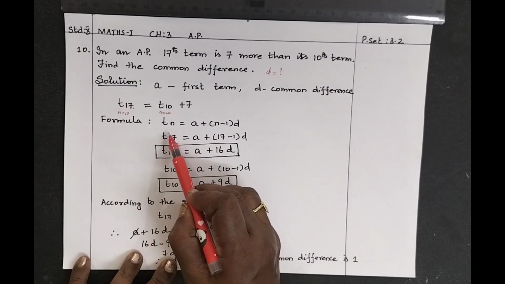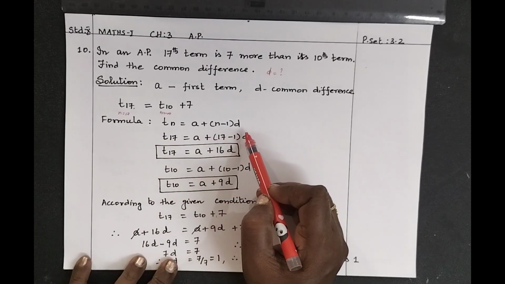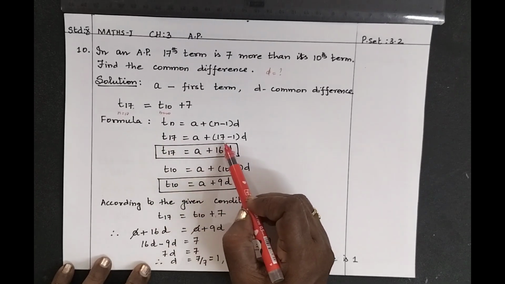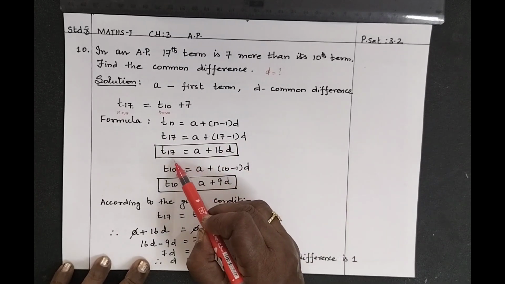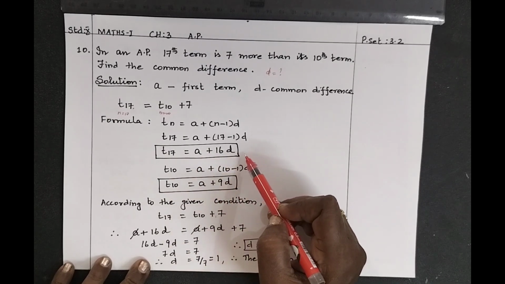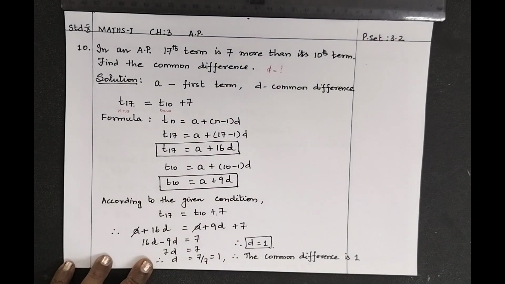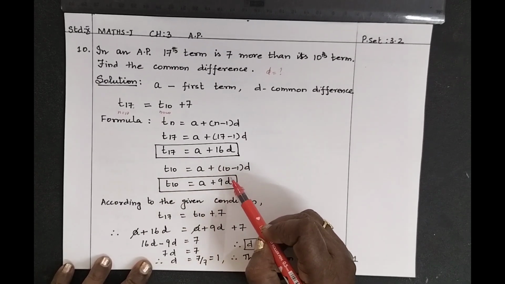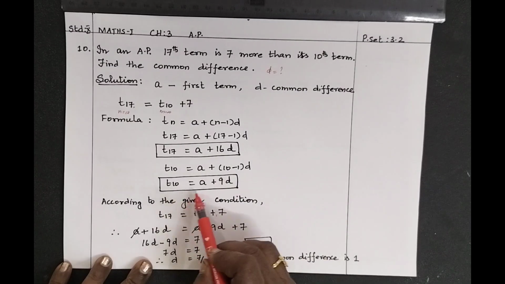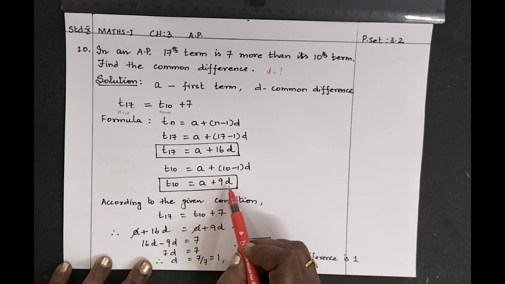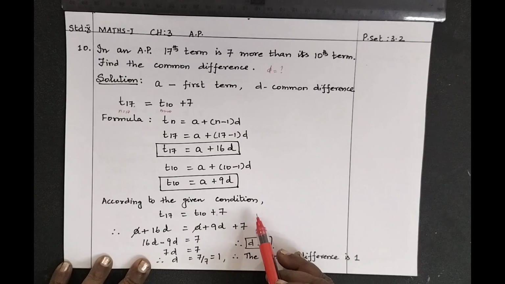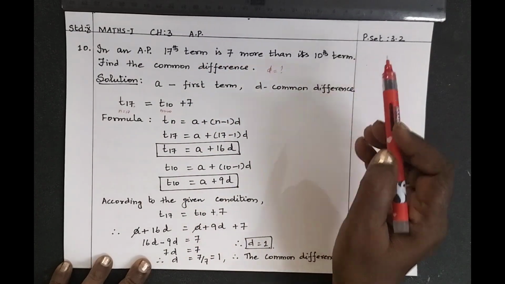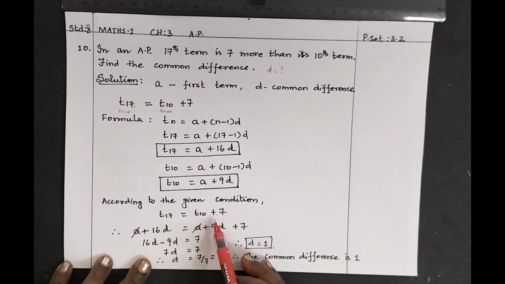Now the formula is what? Tn formula, Tn equal to a plus n minus 1 into d. Therefore what is T17? T17 is a plus 17 minus 1 into d. Therefore T17 equal to a plus 16d. Next, what is T10? T10 equal to what? a plus, instead of n put 10, 10 minus 1 into d. So T10 equal to a plus 9d. Now according to the given condition, the 17th term is 7 more than its 10th term. So T17 equal to T10 plus 7.